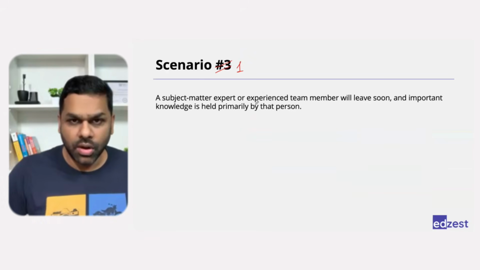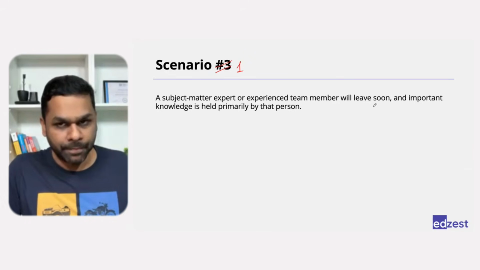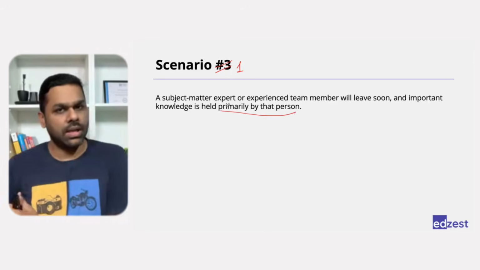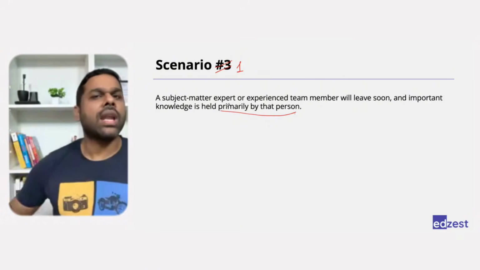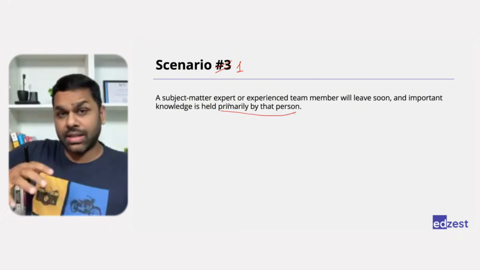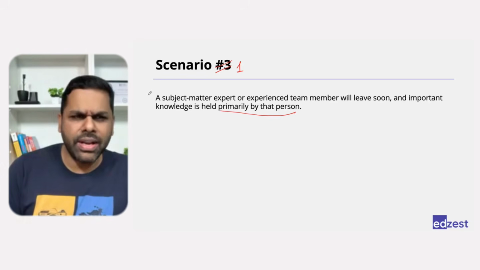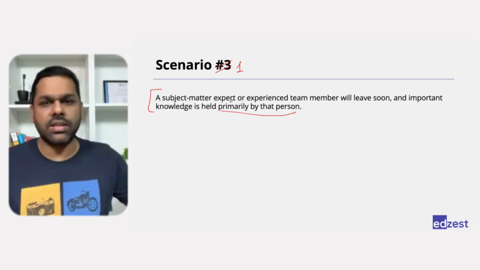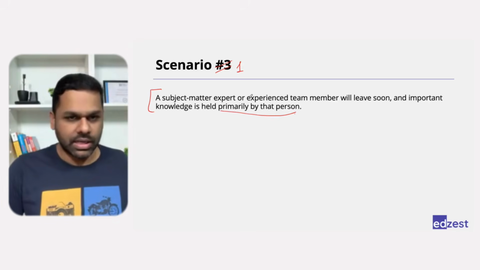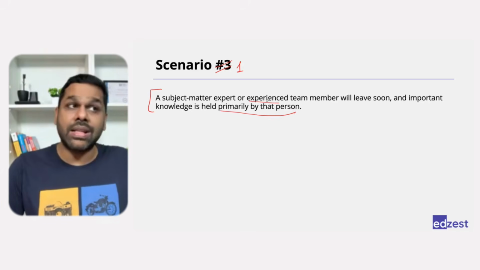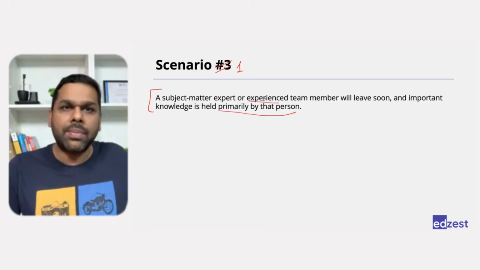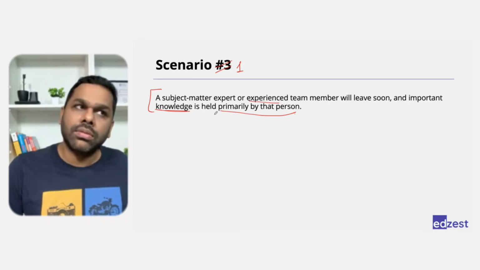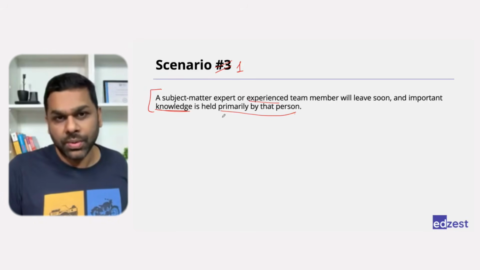A subject matter expert or experienced team member will leave soon, and important knowledge is held primarily by that person. As you can see, all the scenarios that we have discussed so far and that we will discuss in future also are very, very practical. Almost all of you would have faced this scenario, that there is an experienced member who understands something better than other people, and that person is now leaving. And they have this knowledge that they will take with them. What should we do?